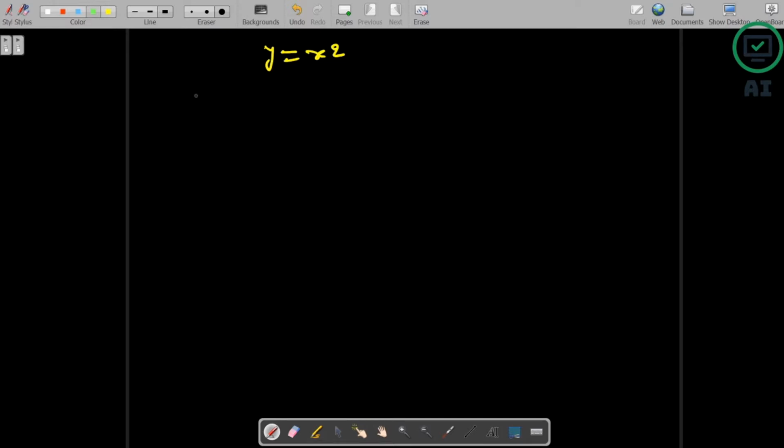So let me draw a graph for this. So this will be like this. So this is nothing but y equal to x square. Now I want to know the slope of this particular curve. So slope of any point on this particular curve, but the point is changing here.